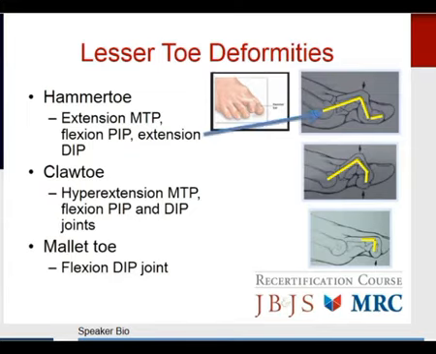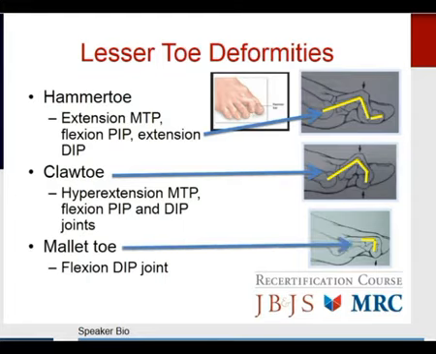Lesser toe deformities are those that we see, and it's simply rote memorization. A hammer toe deformity is extension at the metatarsophalangeal joint, flexion at the proximal interphalangeal joint, and extension at the distal interphalangeal joint. The claw toe deformity is the same, except now we add flexion of the distal interphalangeal joint, and the mallet toe is isolated flexion of the distal interphalangeal joint.